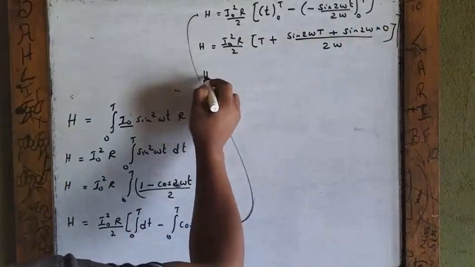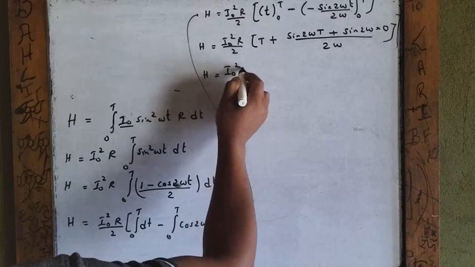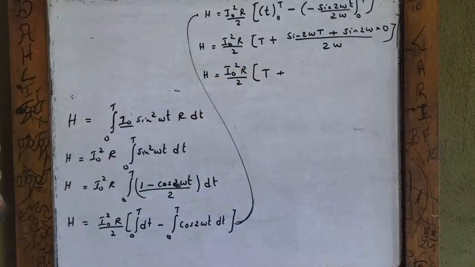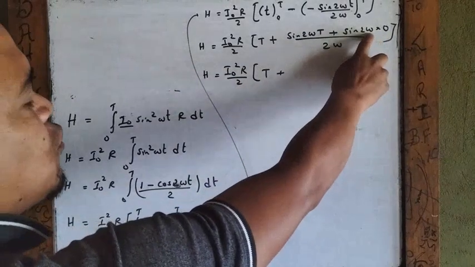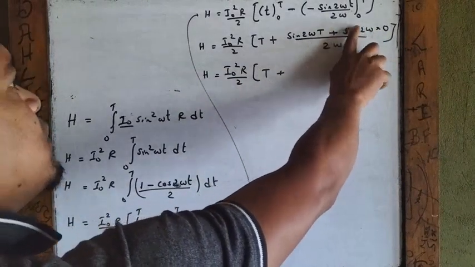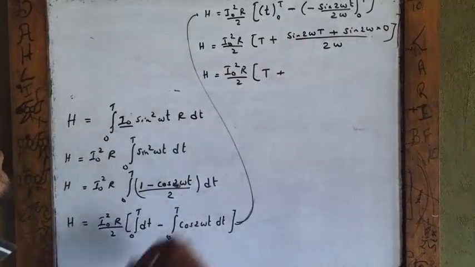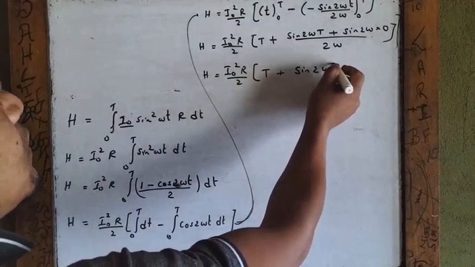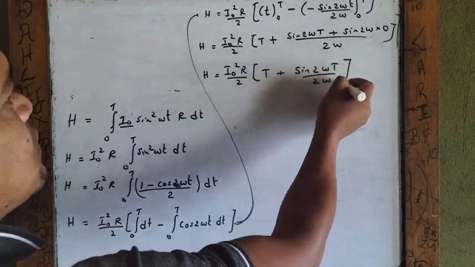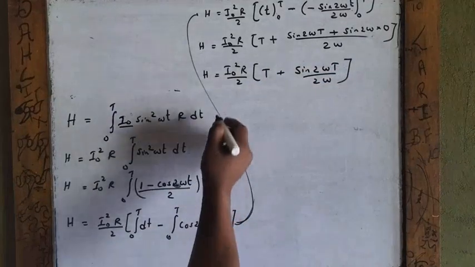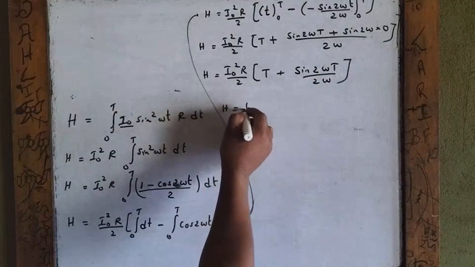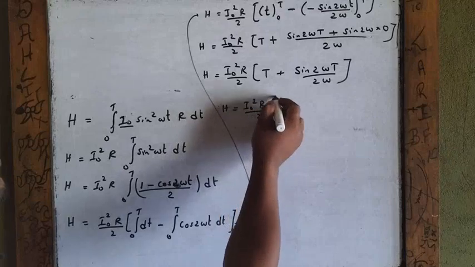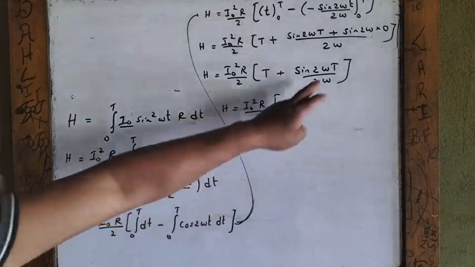H is equal to I naught square R by 2 times capital T plus. Now, 0 into 2 omega will be 0, so this term will disappear. Next, you'll have just sine 2 omega T upon 2 omega. Again, this H is equal to I naught square R by 2 times capital T plus.